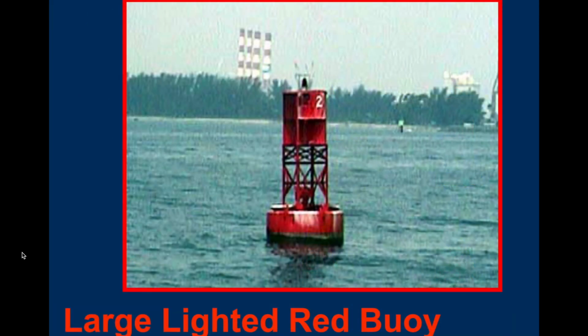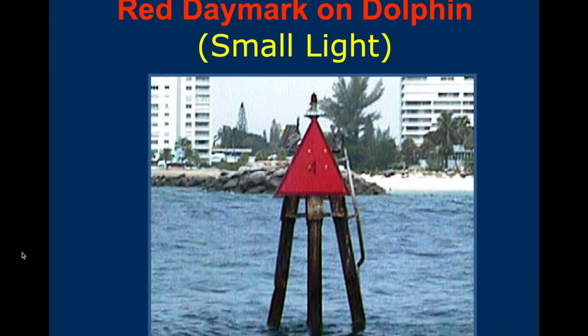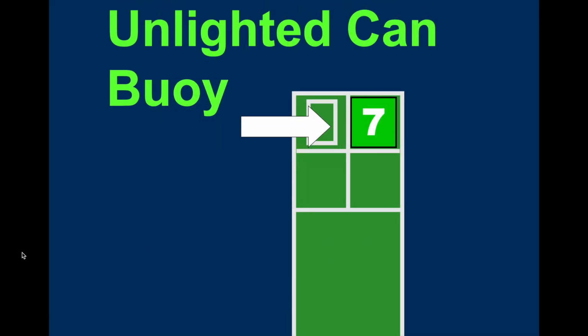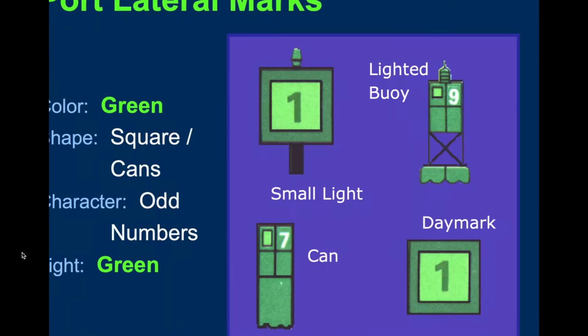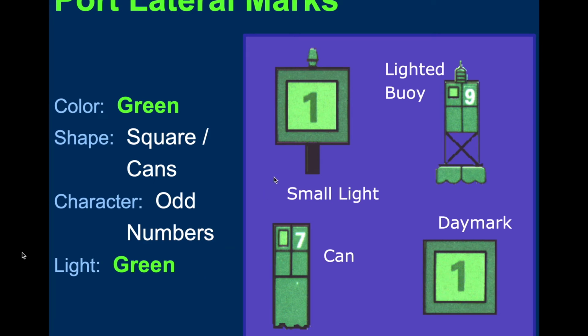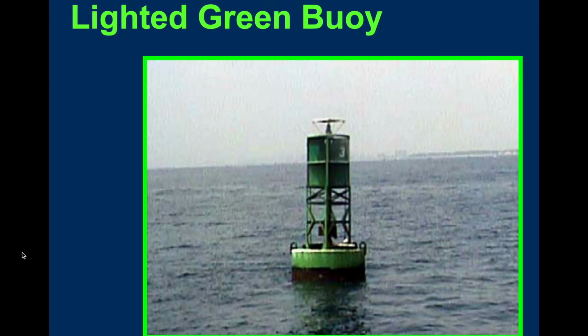Here's a large lighted red buoy. Here's a small light. You see it's fixed, so you know that position stays the same. An unlit can. Odd numbered, can shaped. Port lateral marks. A light, fixed, lighted buoy, floating. Can, it's unlit, floating, and day mark, unlit, fixed. Square, can, square, odd number. Here's a lighted green buoy.